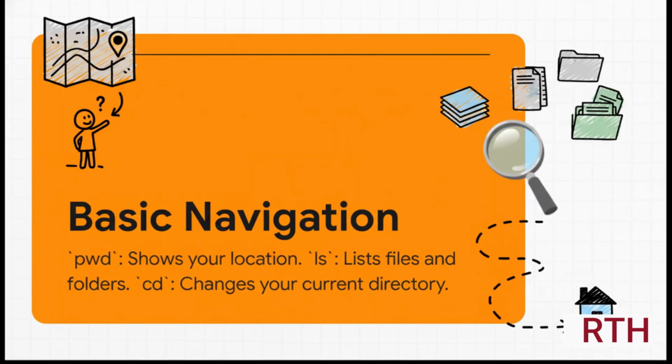Now for your three new best friends. These are the commands you'll use constantly. First up is pwd, for print working directory. It just tells you where you are right now. Think of it as your GPS. Then there's ls, which lists everything in the directory you're in, files, folders, you name it. That's your map. And finally, cd, for change directory. That's how you actually move around. With just those three, you can get anywhere in the system.